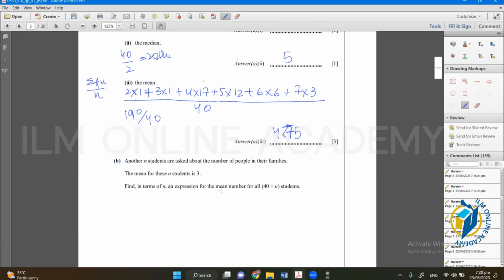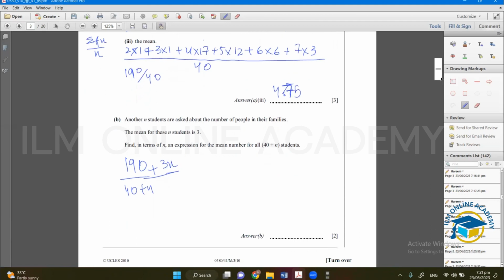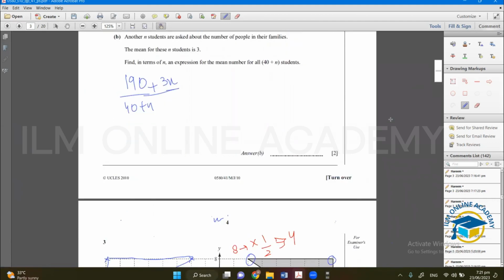So they are saying we have to find the expression of the mean for 40 plus n students. It means earlier, for the mean, we had 190. The total we have is 40 plus n. But here we will also have one more thing, which is they are saying the mean is 3, so it would be 3n. So the exact expression of this will be 3n. So yes, I have to multiply n by 3 over here.